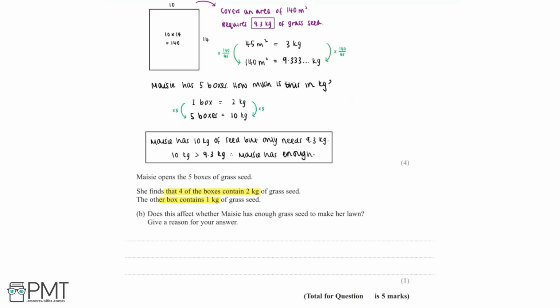Now in part A, we assumed that she had 10 kilograms of grass seed, but now it turns out that she actually only has 9 kilograms. We know that in order to make her lawn 10 meters by 14 meters, she needs 9.3 kilograms of grass seed. We just found out that Maisie only has 9 kilograms, and so we can now say that Maisie does not have enough grass seed to make her lawn.